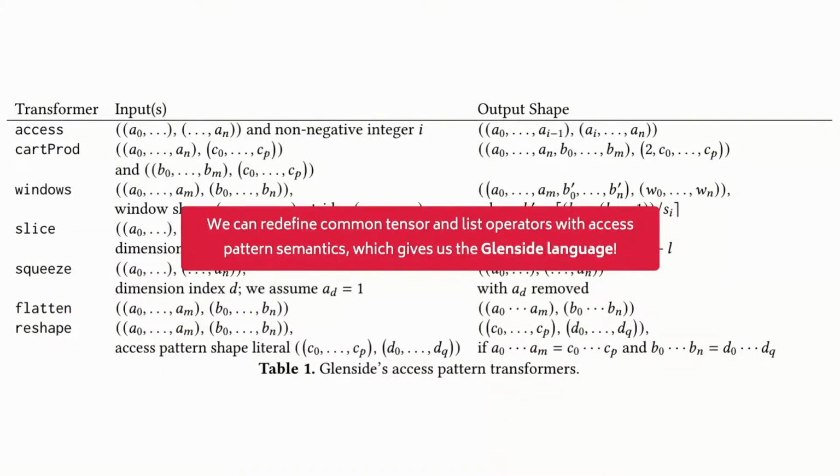And so now we can redefine a bunch of list and tensor operators using these access pattern semantics, and that gives us the Glenside language. You don't have to read this table underneath, it's all in the paper, but know that Glenside is basically just a bunch of common operators redefined over these access patterns.